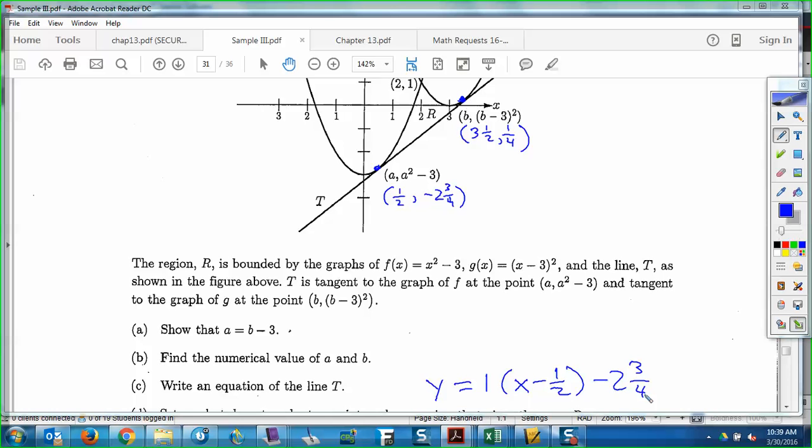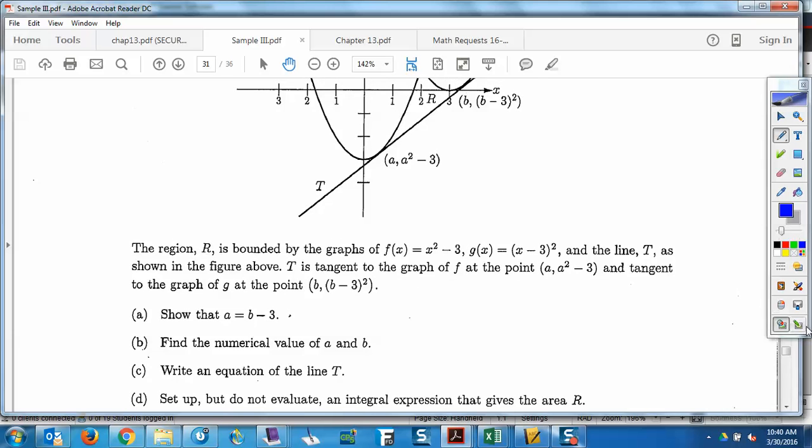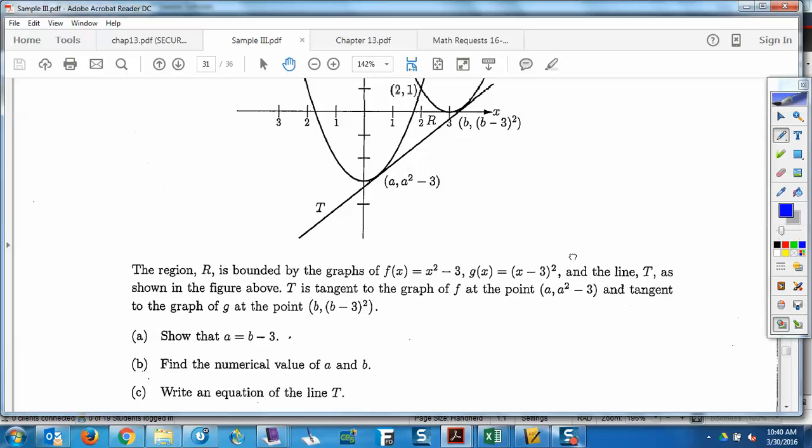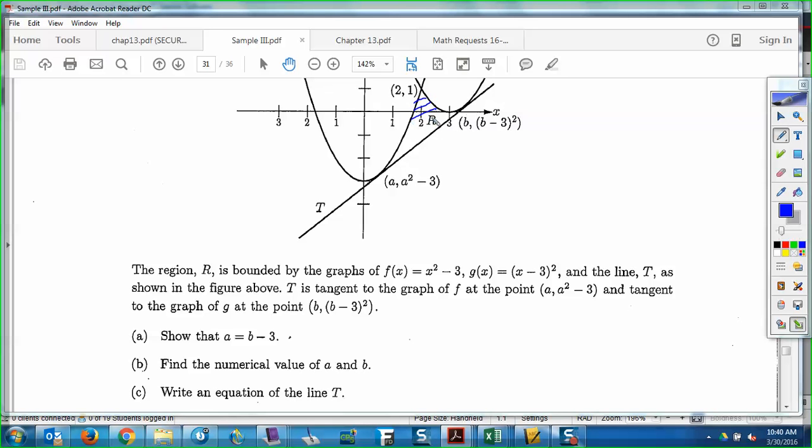Okay. All right. So there's the equation line. So once we know those points, that's easy. And then the last part, set up but do not evaluate an expression. Now this part we'll come back to later today, because we're going to learn about this. How do we find this region, especially where part of it's below and part of it's above the x-axis? How in the world do we do that kind of a region? So that's the next thing we're going to do right now, and then we'll come back and set up that part of it.